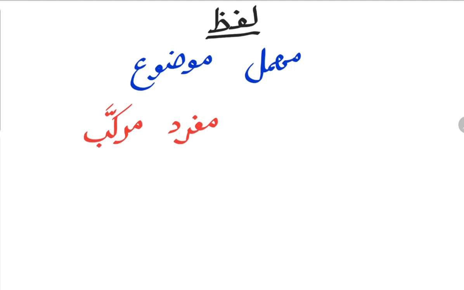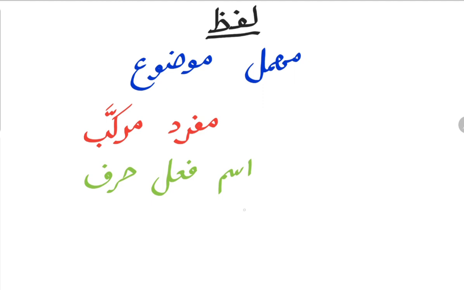And then we jumped on to mufrad. We skipped murakkab for now. We're going to cover murakkab in the next lesson. For now, let's stick to mufrad. Mufrad had three types. The first one was ism, the second was fi'l, and the third one was harf. And then each of these had their own subcategories.